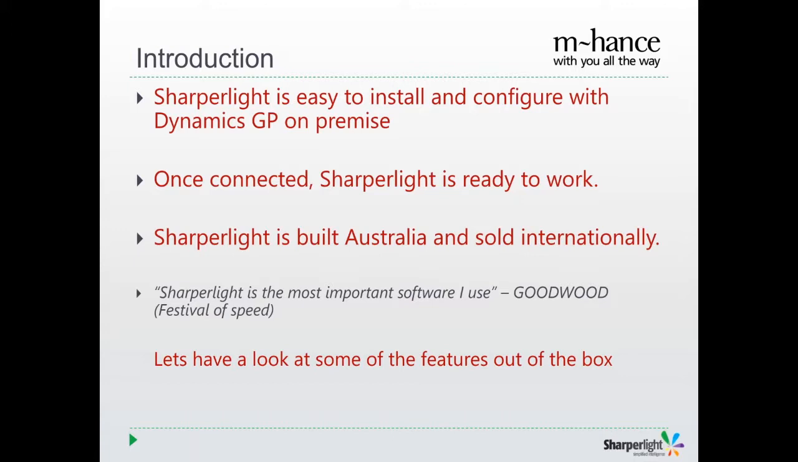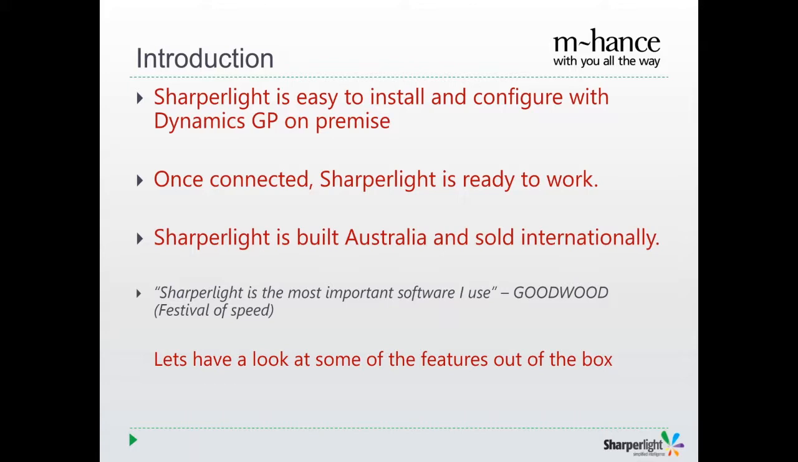Sharperlight is easy to install and configure with Dynamics GP. Essentially, the Sharperlight installation is maybe a 15 to 20 minute operation. The connector just needs to be configured. Once connected, Sharperlight is ready to work. I've often done installs myself remotely where the installation is completed and I can begin reporting from those systems within half an hour. Sharperlight is built in Australia and we sell it internationally through a partner channel, and we're happy to be working with Enhance, who have engaged all of you.